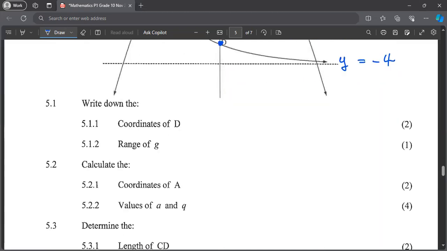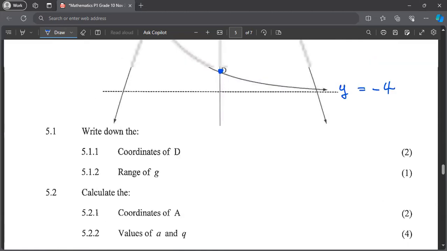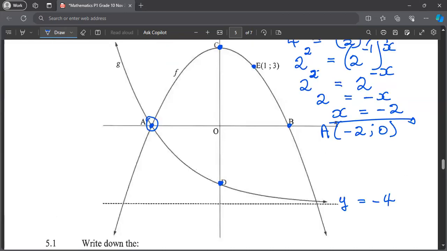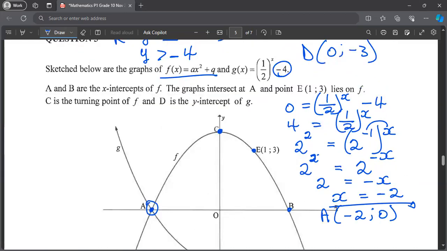Awesome. Then the next question says, calculate the values of a and q. So in other words, they are saying, determine the equation of the parabolic function. Do you see that? Right. Now, what are we going to do here? Well, we state the equation. It's f of x equals ax squared plus q.